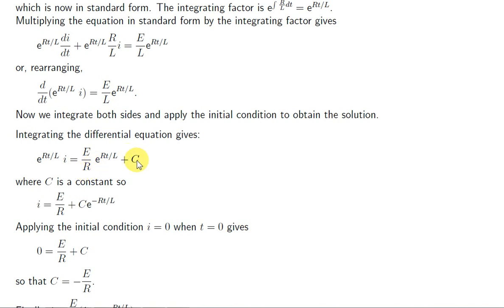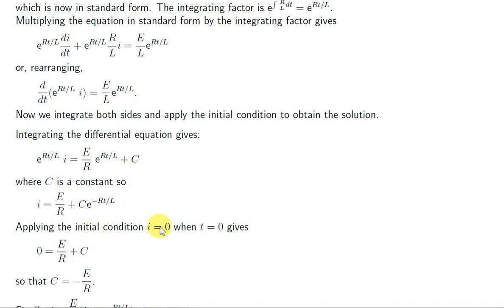We also have our constant of integration from both sides. We bring that over, put them together on the right hand side. Finally, to get our current as a function of time, we multiply both sides by e to the minus Rt over L. So we have e to the minus Rt over L times e to the plus Rt over L. That gives us 1. And then we have the constant times e to the minus Rt over L.